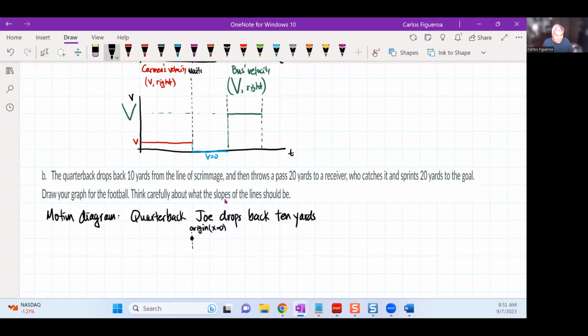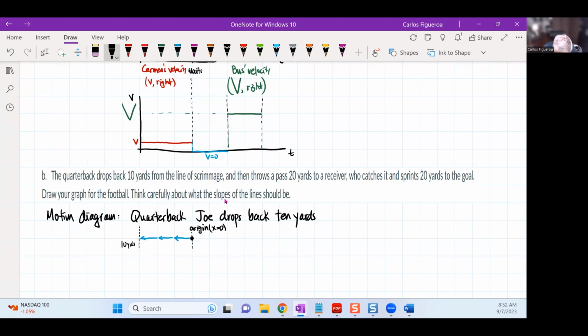Now, when I think about quarterback Joe moving back, quarterbacks don't race. So what I'm going to assume here is that the slope of Joe has to be small. So that means his speed should be low. So here I go. Then I'm going to say that Joe is moving back, and he's going to move back. They say that he moves back 10 yards.